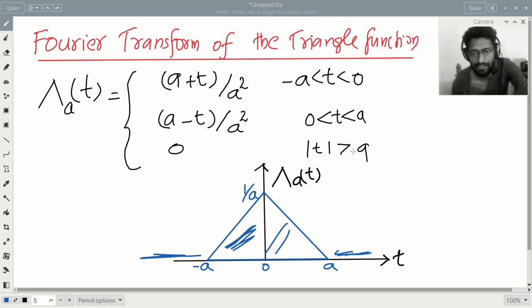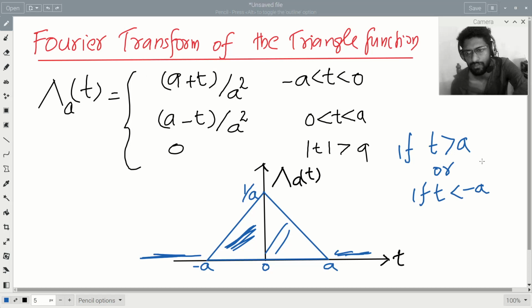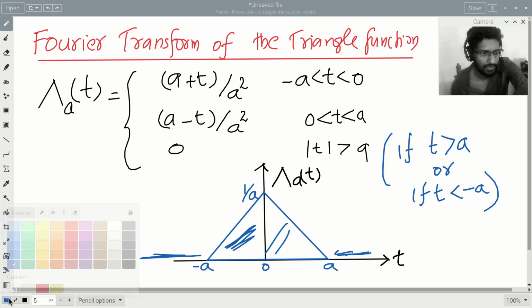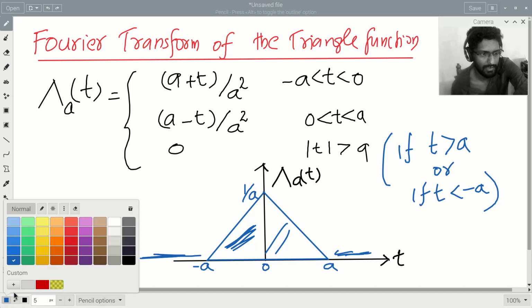So that is given by this modulus symbol. So mod t greater than a means that if t is greater than a, or if t is less than minus a, then of course the function value is 0. The value of the function is 0 in that range. Now this is the triangle function, and this function has another property. The property is that the area of this function is also 1.